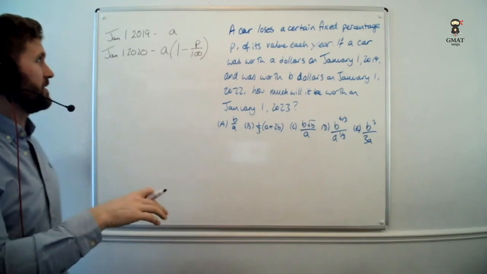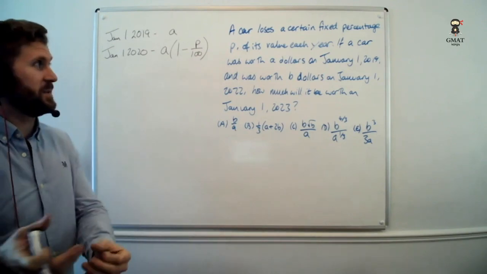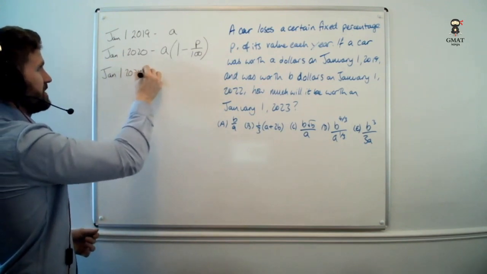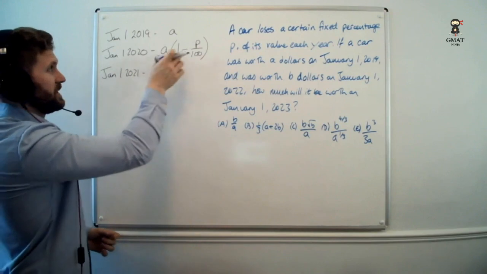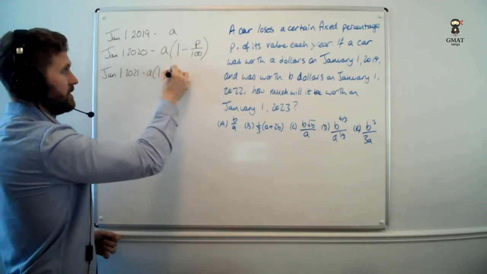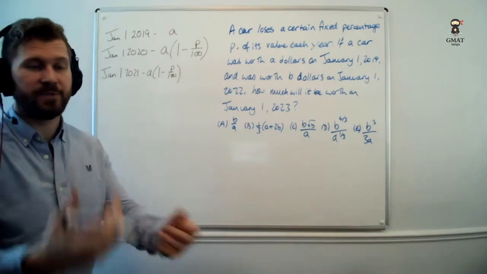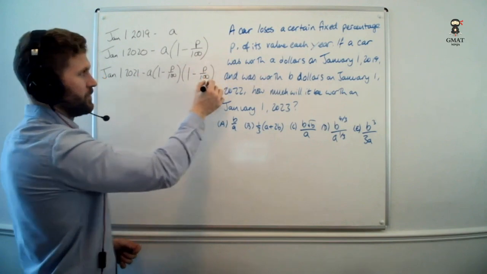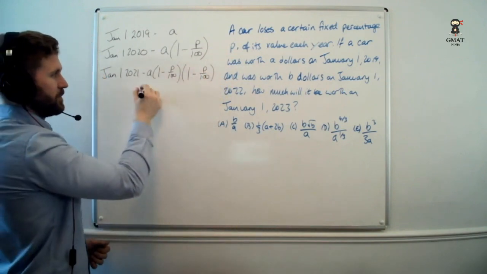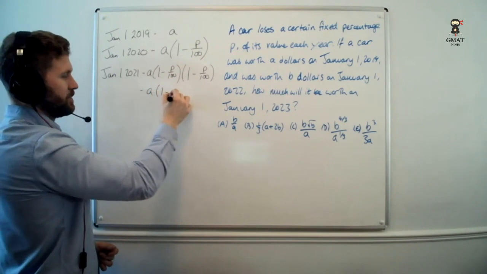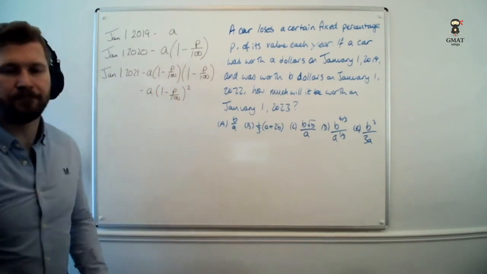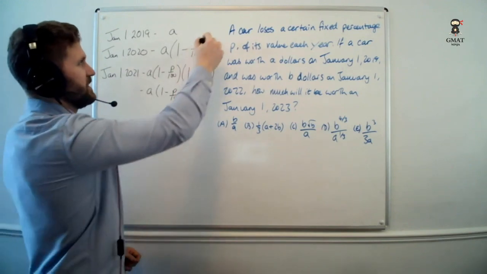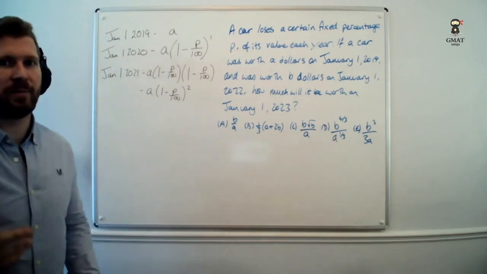But I know that the value on January the 1st, 2020 is going to be A times 1 minus P over 100. Now, if that's the price on January the 1st, 2020, then the price on January the 1st, 2021 would be this value that I've arrived at. And then I'm going to reduce that by P% again. So I would multiply that again by 1 minus P over 100. Now, because I've got the same thing in both these parentheses, I could say that's 1 minus P over 100 squared. And we begin to build up a pattern here that as we go through time each year, I would multiply the value I had by 1 minus P over 100.